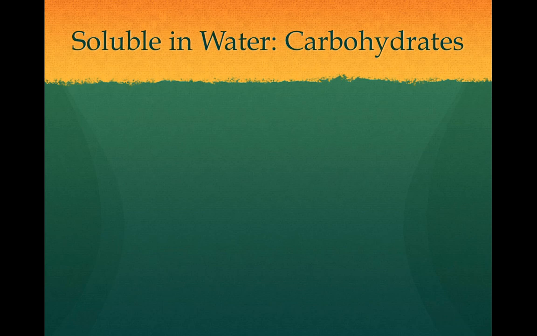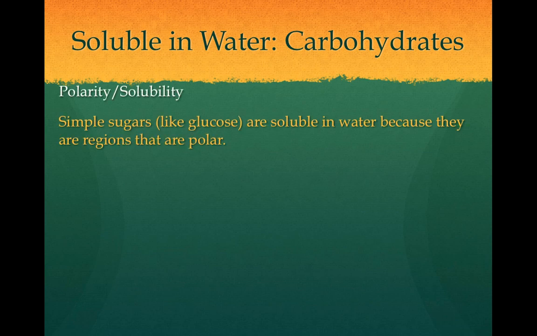All right, so our next thing is, are carbohydrates soluble in water? Meaning, do they dissolve in water? And this tells us, are carbohydrates polar, or are they non-polar? Because remember, water dissolves polar things, but not non-polar things. So simple sugars like glucose are soluble in water because they have areas that are polar. So they have areas on them that have polarity, so they can interact with water. You've seen this before if you put sugar in tea or coffee or sugar in water. You know that it dissolves, because it does have areas that are polar.